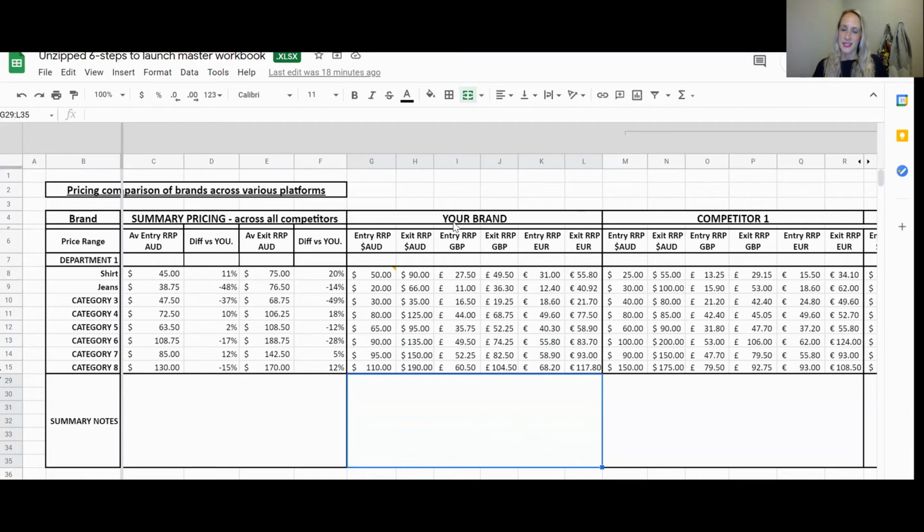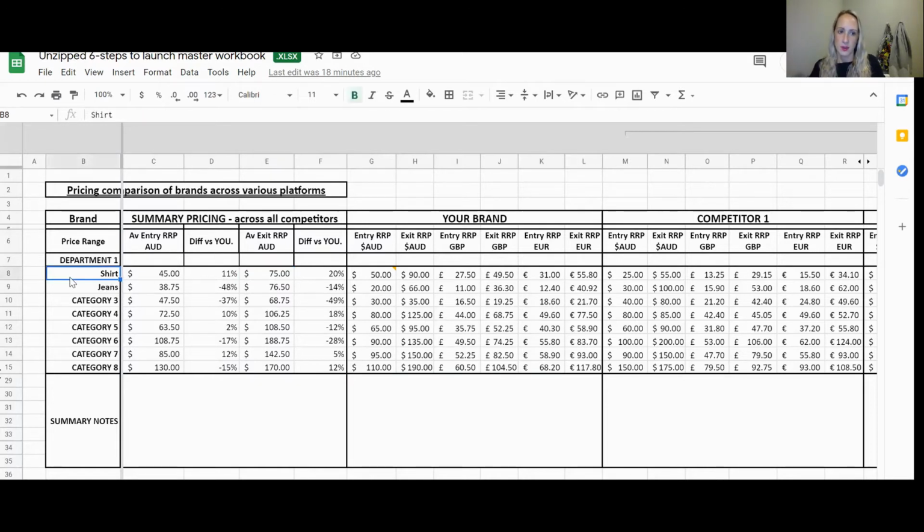Here we go, back to the table. As mentioned, you've filled this bit in. What we're now looking at is this section. This is the most important. All this is doing is looking at the average price point of either you, your brand, as well as your competitors, or just your competitors.